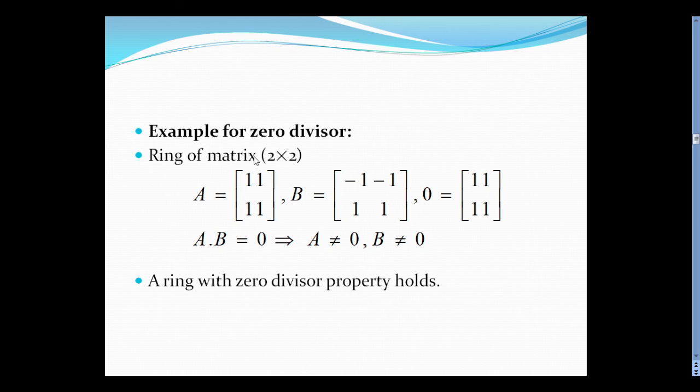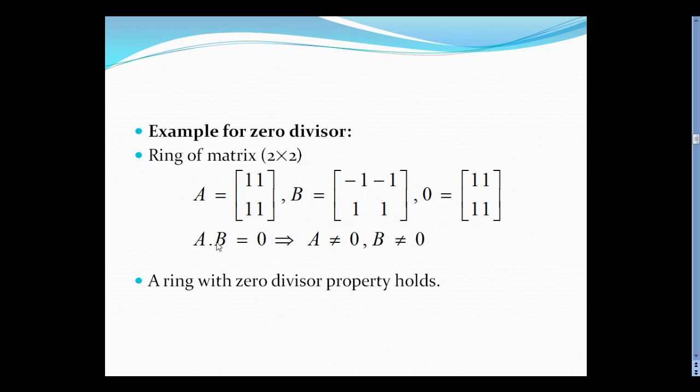Example for zero divisor: a ring of 2 cross 2 matrices. Let us take A, B and the 0 element. When you multiply A into B, AB belongs to R. A into B is equal to 0, where A is not equal to 0. Look at this matrix. This is not equal to 0 and also B is not equal to 0.